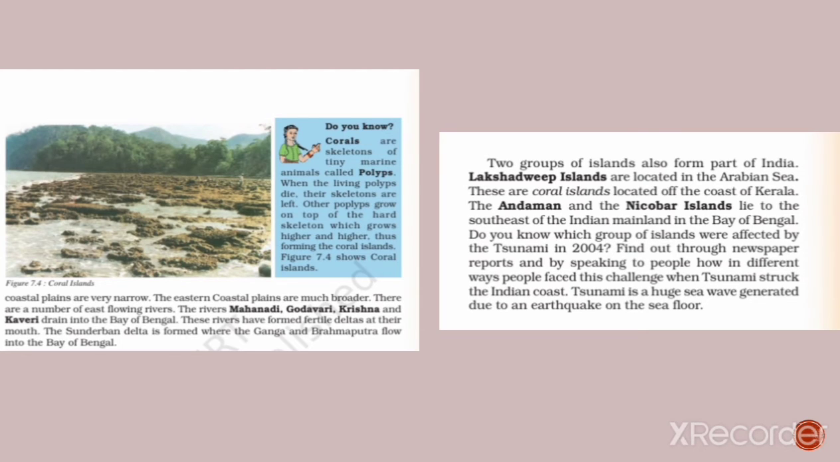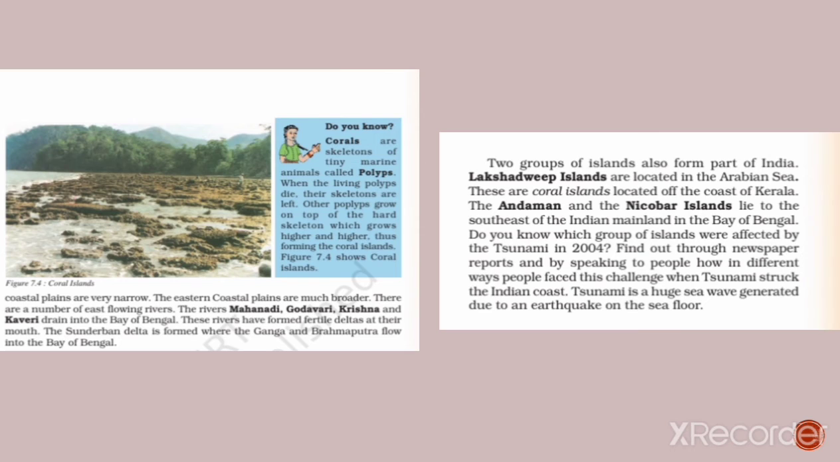Sundarban Delta is found at the junction of the rivers Ganga and Brahmaputra while they flow into the Bay of Bengal. Sundarban is a mangrove area. It stretches from the Indian state of West Bengal to the Meghna River in Bangladesh.